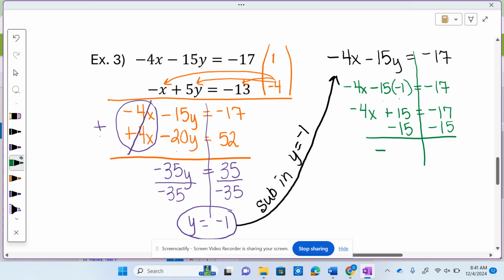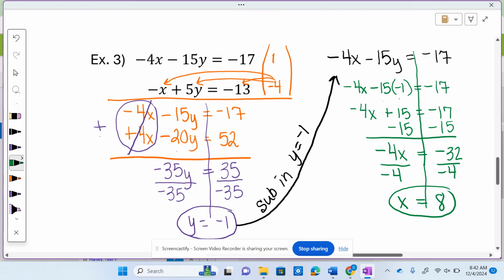Okay, so -4x equals -32. All right. Kylie, what would you do next? Divide both sides by, good job, divide both sides by -4. So x equals +8.